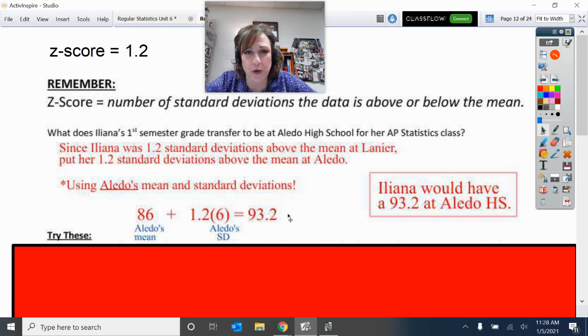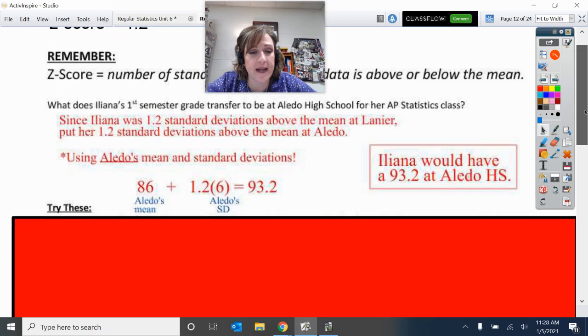So if you're one of those grade grabbers, then you like that we did this process instead of the proportion process, okay?